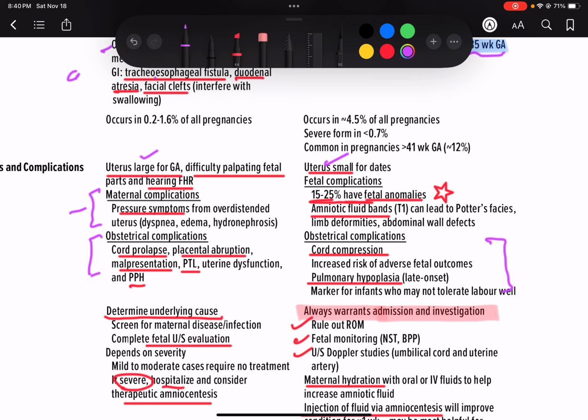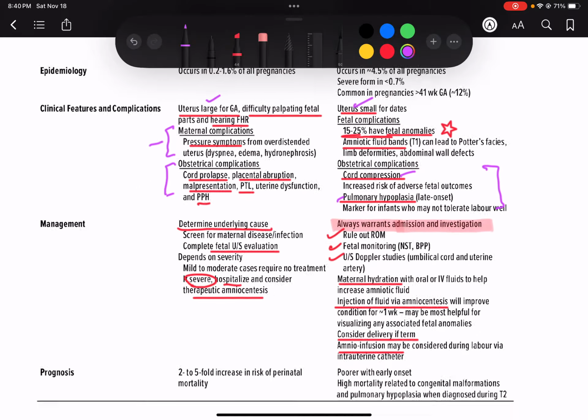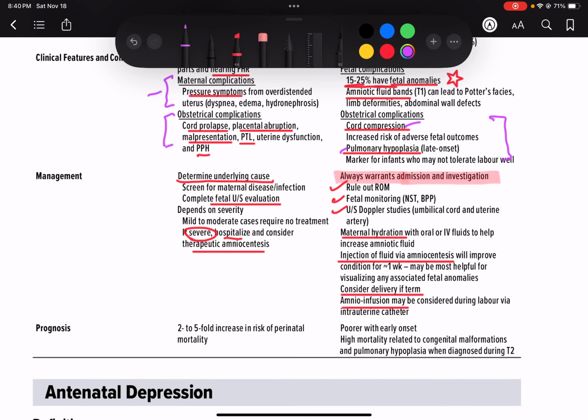Obstetrical complications in oligo, because there's less fluid: cord compression, adverse fetal outcomes, pulmonary hypoplasia. How would we manage it? Of course, determine the underlying cause, fetal ultrasound evaluation. If it is mild, it requires no treatment, but if it is severe, you might hospitalize the patient, and you might need therapeutic amniocentesis. So you might need to drain some of the fluid out.